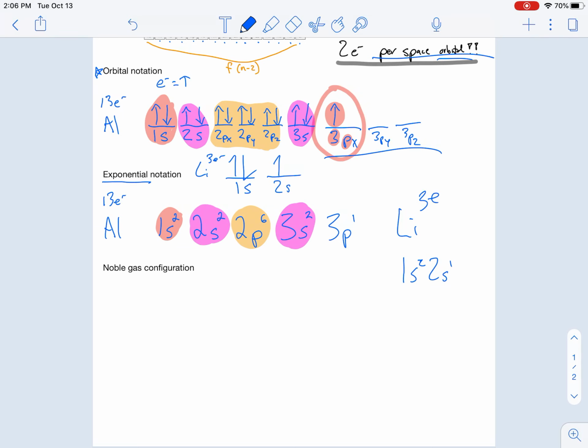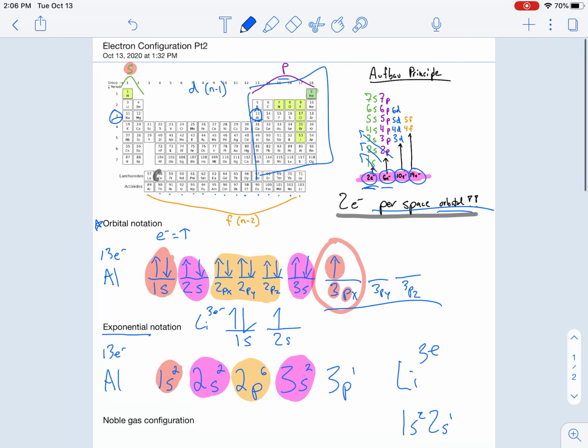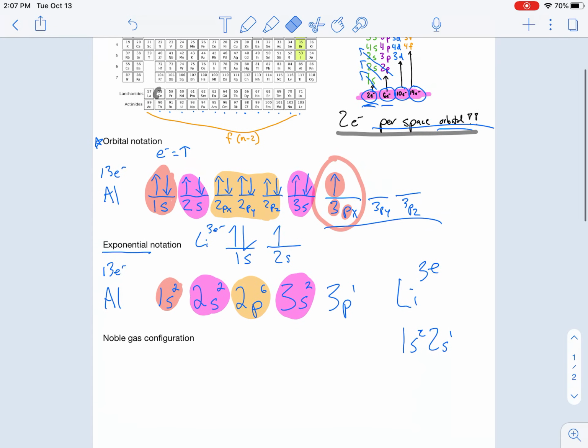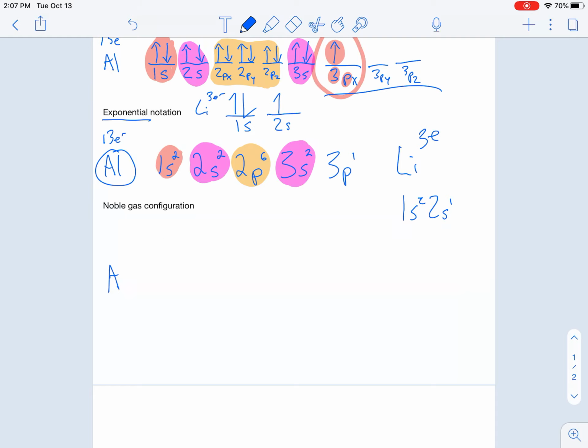Noble gas configuration is a little bit trickier. For noble gas configuration, it's an even more shorthand version of exponential notation in that we only list the electrons in the very outermost shell, which are called your valence electrons, or the outer shell electrons. Those are the electrons that can be lost, shared, or gained when chemical bonding actually occurs. We'll do aluminum, and I'll show you how to show those 13 electrons now.